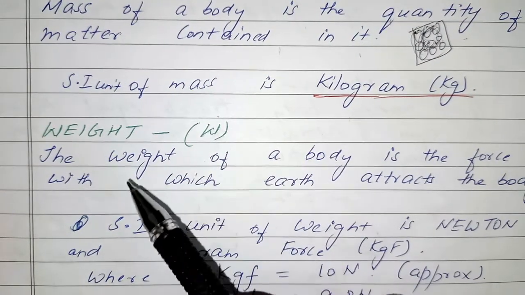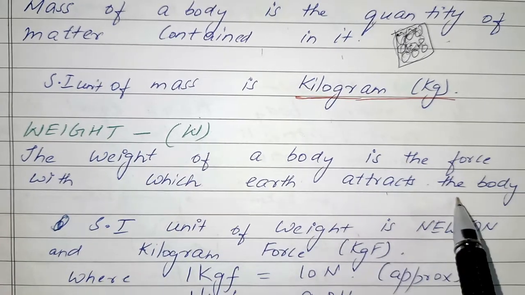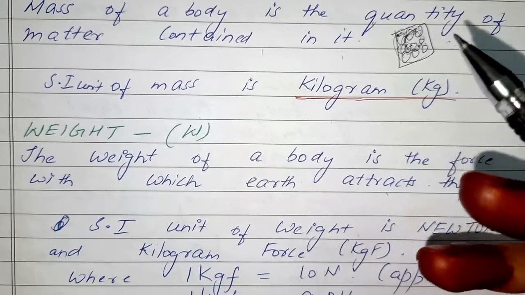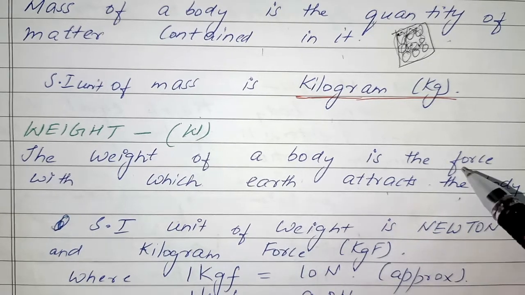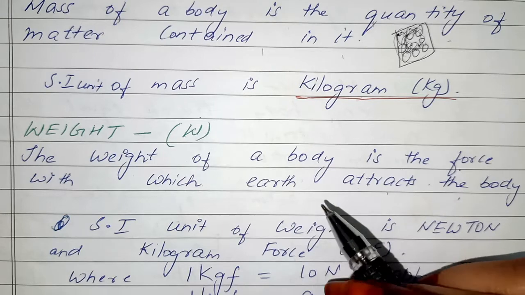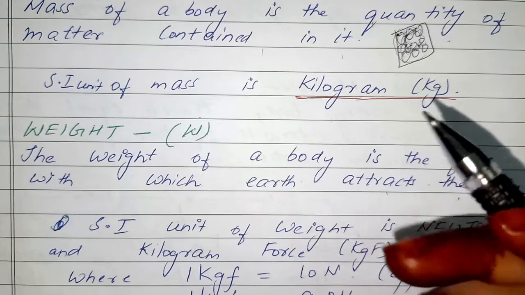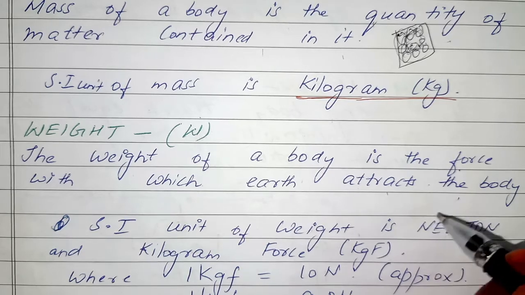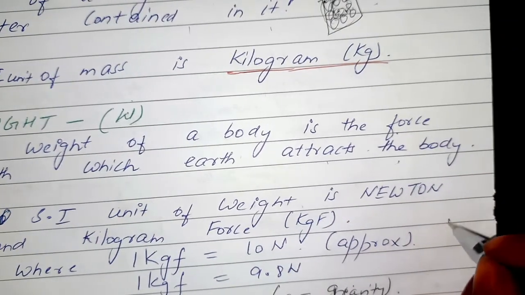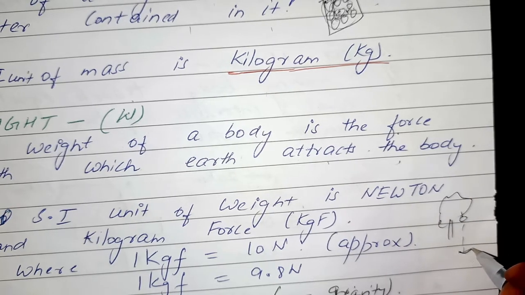Now weight. The weight of a body is the force with which the earth attracts the body. Weight is basically the force with which the earth attracts a body toward itself. What does this force mean? Gravitational force. As we all know, if we throw a ball, where does it go? It falls on the ground. If there is a tree, for example, and an apple falls, it falls on the ground, right? Why? Because of the gravitational force.